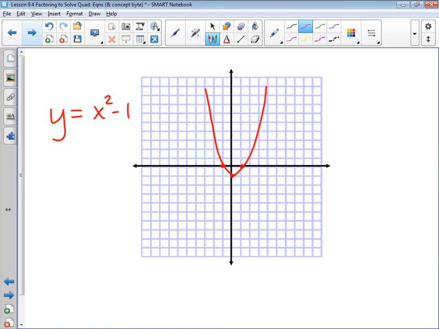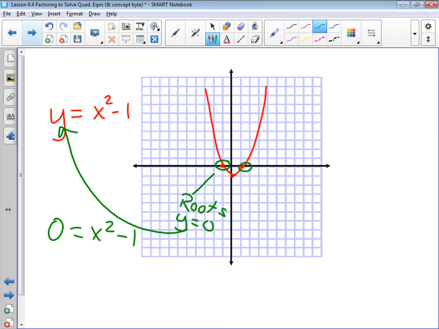Just a quick review from yesterday, where we learned that these are the roots. And remember, these roots are where y equals 0. So really, if you wanted to find the roots of a quadratic equation like this one, you could let y equal 0. And all you have to do is figure out what value of x makes this equation equal to 0.